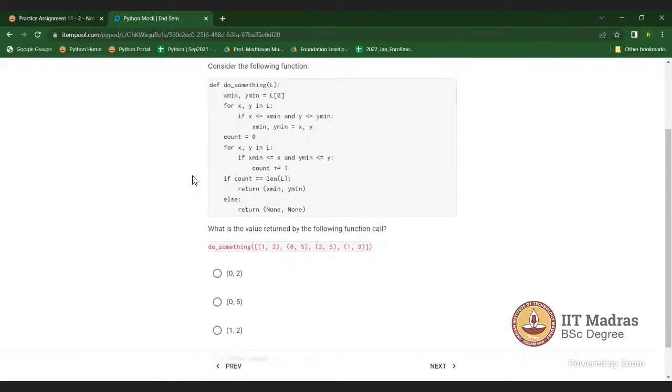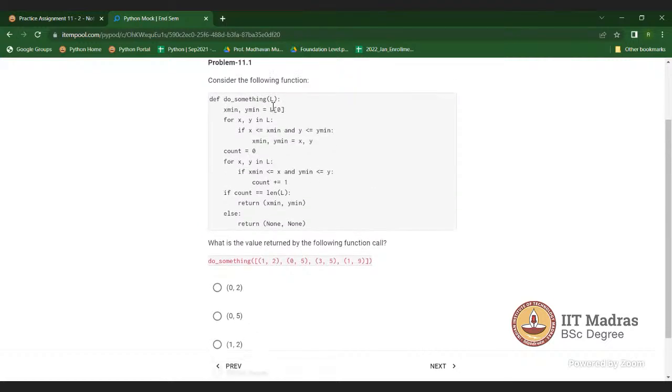Okay. So here what we're doing is it takes a list, and each element in the list is a tuple. Then for x comma y in L, so basically the first and second element of the tuple. If x is less than or equal to x min and y is less than or equal to y min, both should happen.